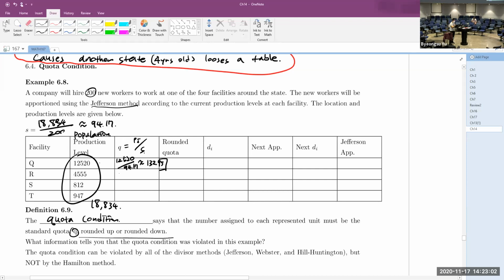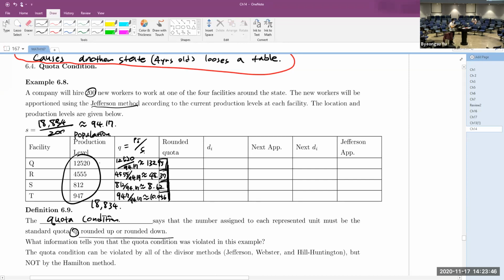And the next one is 4555 over 94.17, which is almost 48.37. And again, 820 divided by 94.17 is 8.70, and 947 over 94.17 is almost 10.056.